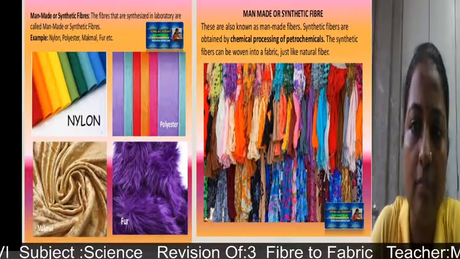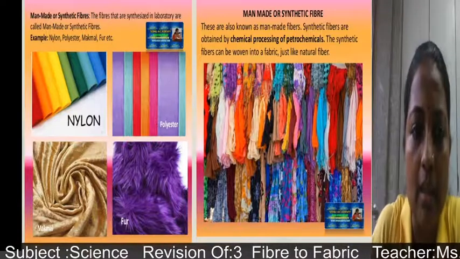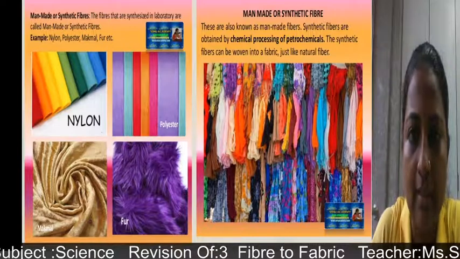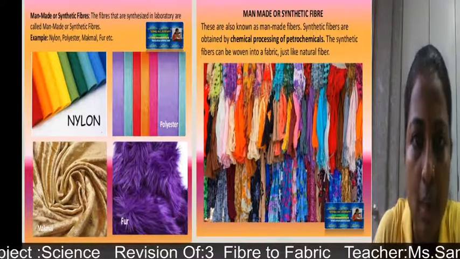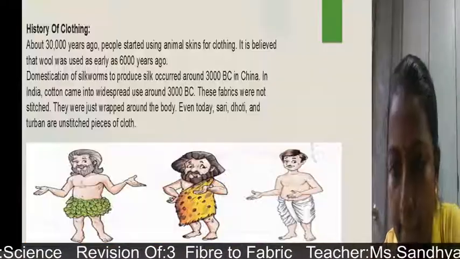Examples of natural fibers are jute, cotton, wool, silk, etc. Examples of synthetic fibers are nylon, rayon, acrylic. These are the examples of synthetic fibers.